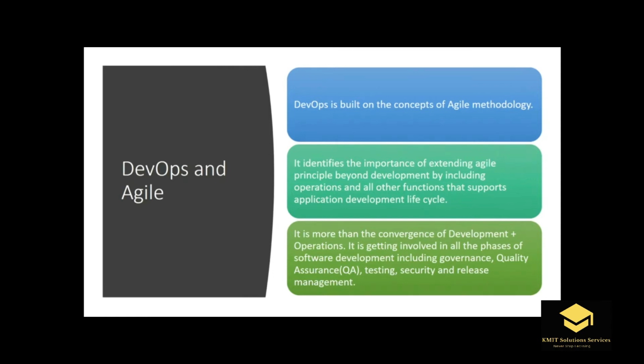It is more than the convergence of development and operation. It is getting involved in all the phases of software development, including governance, quality assurance, testing, security, and release management. So there is a misconception that DevOps is only for development and operation, but no, it is more than that. If we see the testing phase, the security, the configuration management, all these things can be automated with the help of the DevOps process.